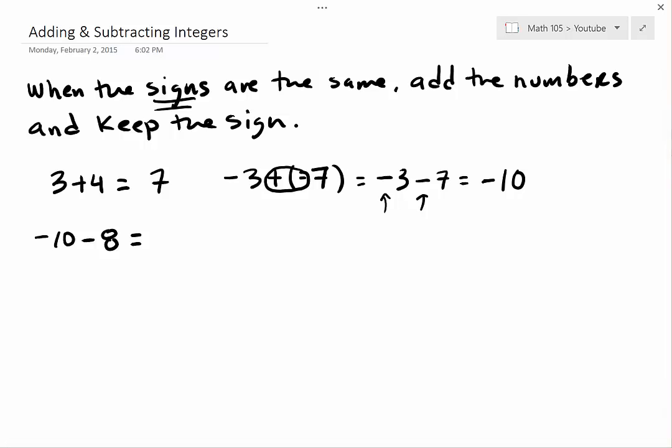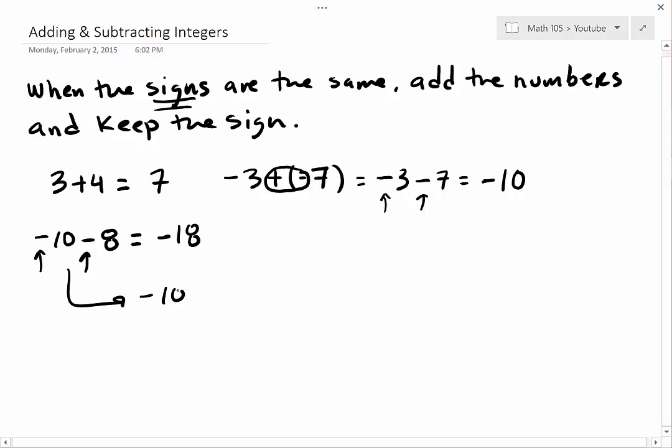this problem here we're going to add, right? But how do we know we're adding? Well, we know that if they have the same sign, you add. 10 plus 8 is 18, and you keep the sign. If you don't like that, then maybe what you should do is, if the signs are the same, then you put a plus sign and you separate it like this, so you can see that you are adding these two, and then you do the problem.